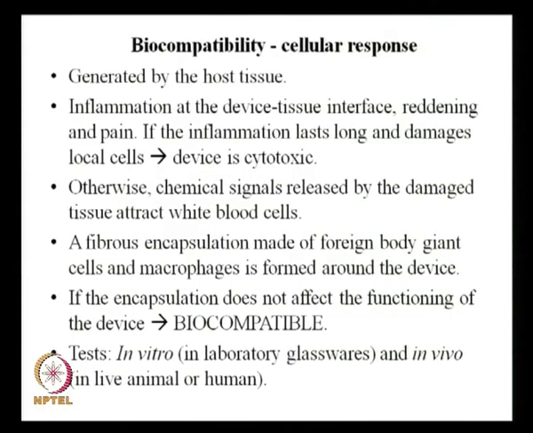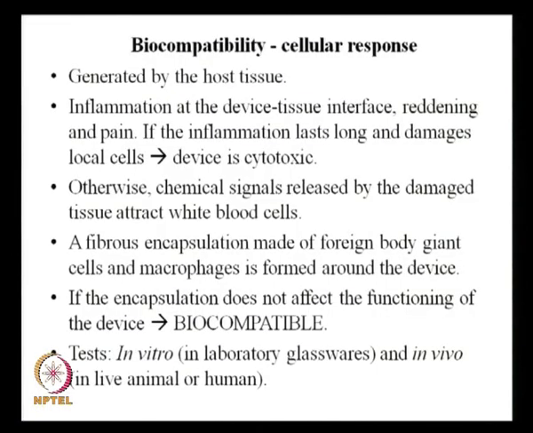Suppose the device that you have inserted has an encapsulation made, and that encapsulation does not allow the material to release the drug. I mean, the drug is released, but it cannot permeate through that encapsulation, then the purpose is lost, right. So, if the encapsulation does not affect the functioning of the device, then you call this device biocompatible. I wrote it in uppercase here in the slide.